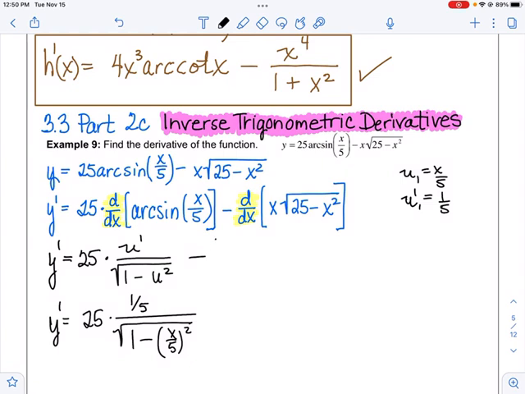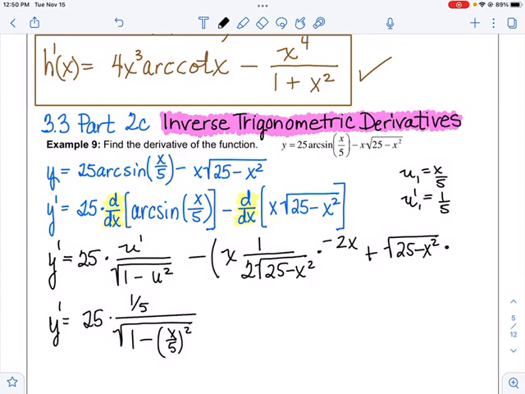Okay, then I'm going to subtract, and I've got this product rule that I have to do. So I'm going to put a subtraction sign there, and then I'm going to say first times derivative of second plus second times derivative of first. So first is x, the derivative of second is going to be 1 over 2 square roots of 25 minus x squared, and then it's going to be times that negative 2x. And then I have a plus, then the square root of 25 minus x squared, and then I'm going to multiply that by the derivative of x, which is just 1.